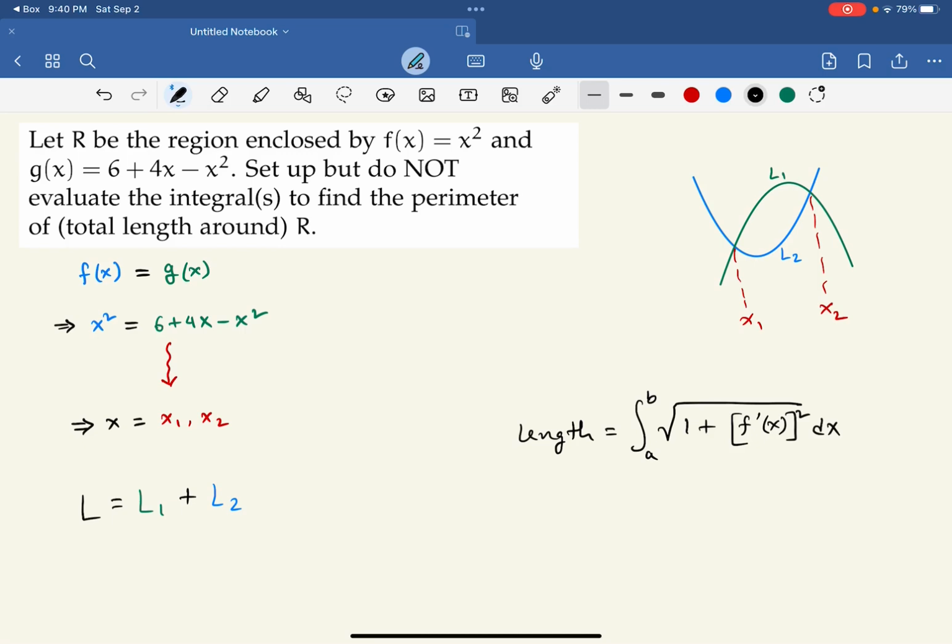Now we have all the tools we need to solve this problem, and I hope you can take the problem from here and solve it yourself.